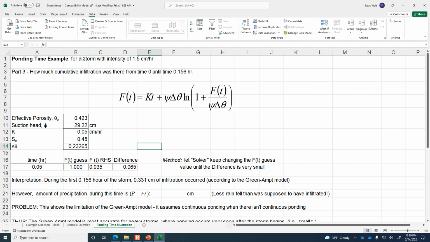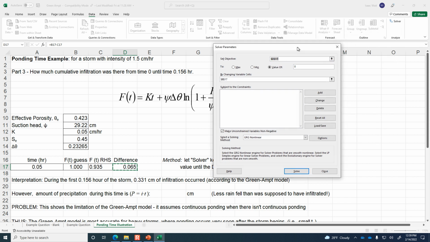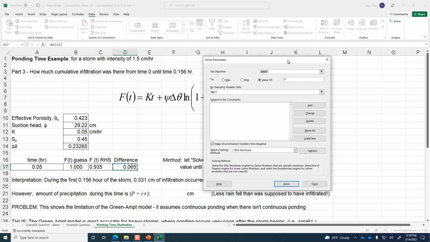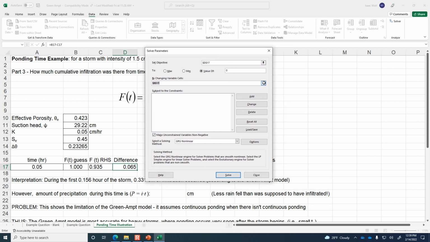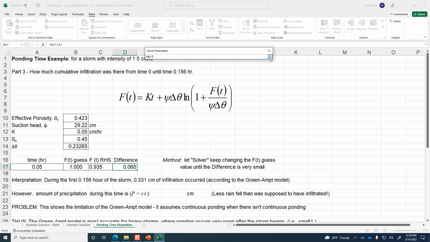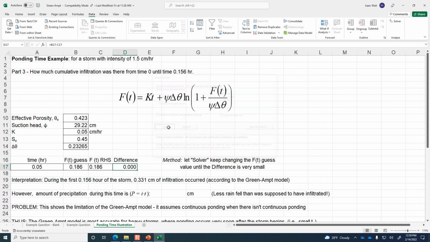All right, so what we want to do is find out how long it is until the cumulative infiltration depth is the same as this 1.5 centimeters per hour. Okay, so I'm going to do Solver just using up to 0.05 hours, and we'll find out what the cumulative infiltration depth was up to that point. So our difference is 0 by changing this guess value. Okay, solve, and we'll keep the solution.